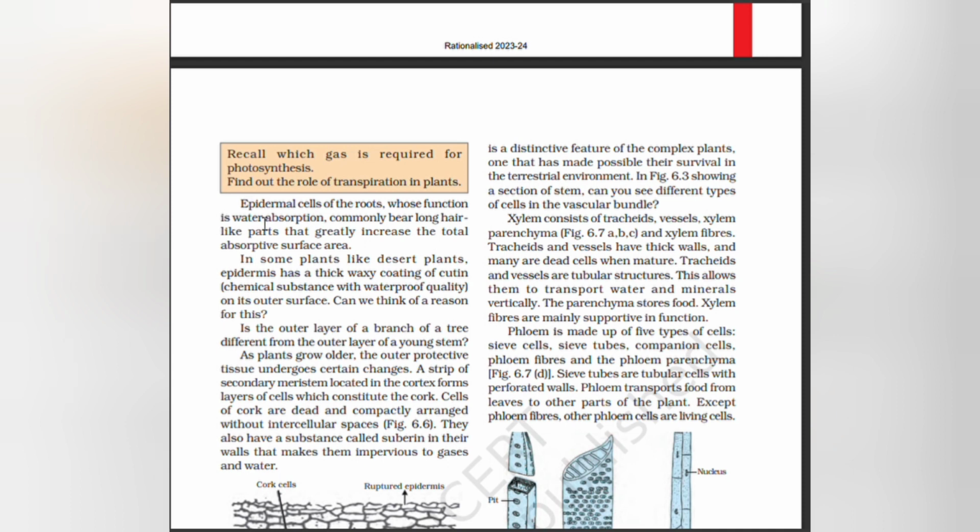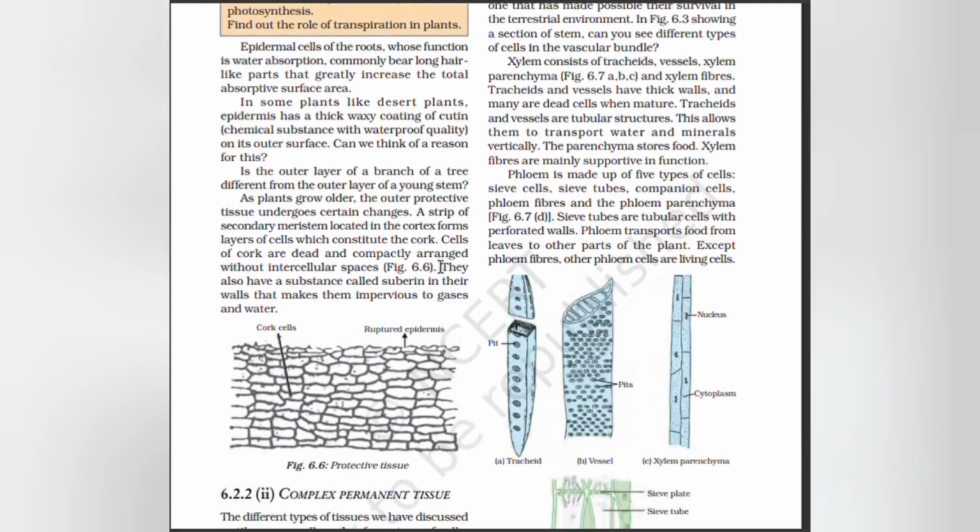Epidermal cells of the roots, whose function is water absorption, commonly bear long hair-like parts that greatly increase the total absorption surface area. In some plants, like desert plants, the epidermis has a thick, waxy coating of cutin, a chemical substance with waterproof quality, on its outer surface. Can we think of a reason for this?